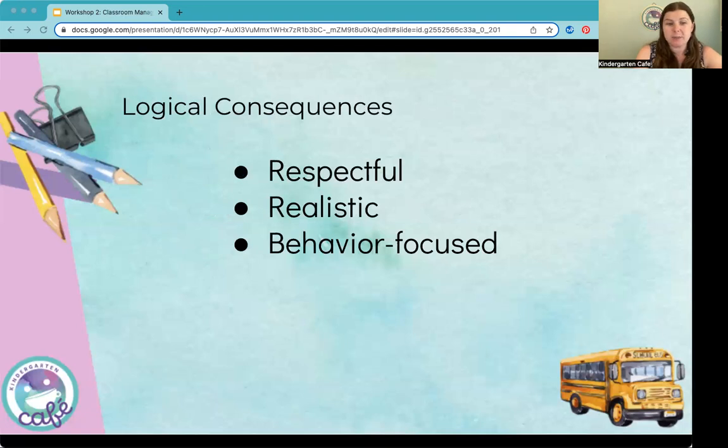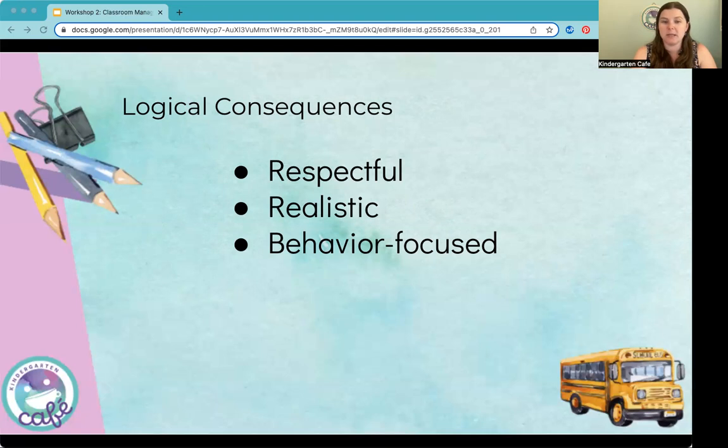Consequences should be respectful, focused on the behavior, related, and realistic. So we want to help students develop internal controls as opposed to being reliant on people telling them what they can or can't do. We want them to be able to know for themselves what is a good decision. We want to be calm and matter of fact before reacting. And we want to use the opportunity of the consequence to help fix the damage or repair, and to guide future behavior choices.